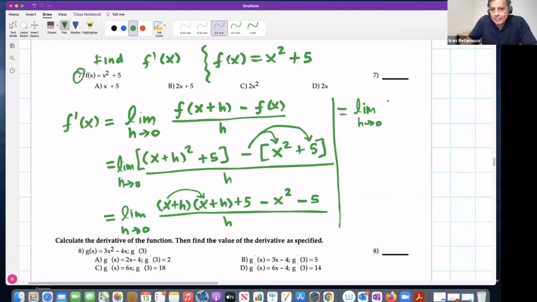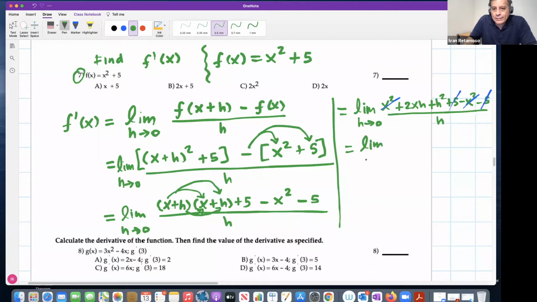x times x, x squared, x times h, xh, but there's another h times x, together 2xh, right? 2xh. And this h times h, h squared. This is simplified what you get when you FOIL this out. Plus 5 minus x squared minus 5. Professor, you said there will be cancellations on the way. Where are they? Well, here you can see one, 5 minus 5, 0. Here you can see another one, x squared minus x squared, 0, right? These cancellations will appear, guys.